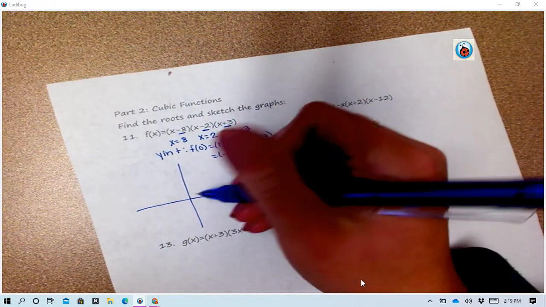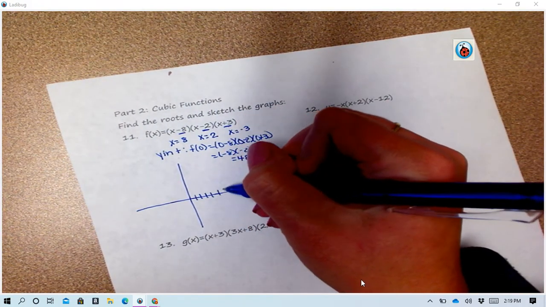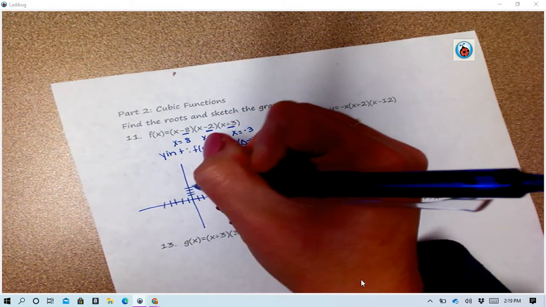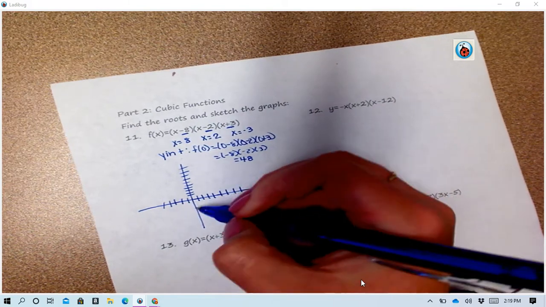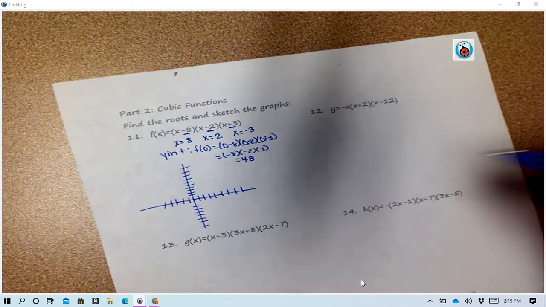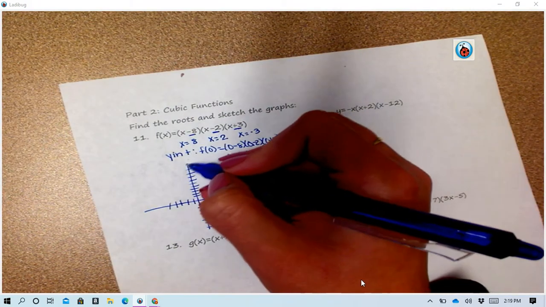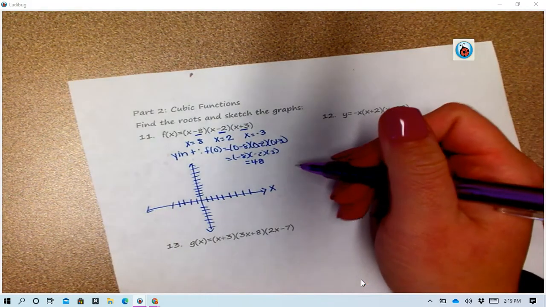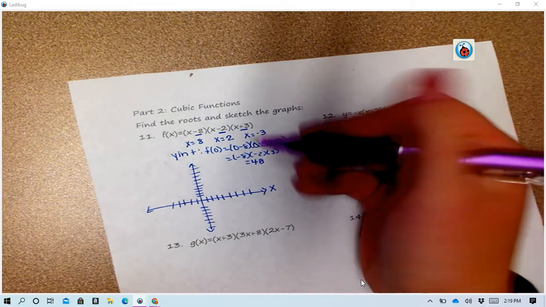So our roots are 8. 1, 2, 3, 4, 5, 6, 7, 8. 1, 2, 3, 4, 5. 1, 2, 3, 4, 5, 6, 7, 8, 9, 10. 1, 2, 3, 4, 5. So we don't really know all that much about our graph. We know that our roots are at 8, 2, and -3.